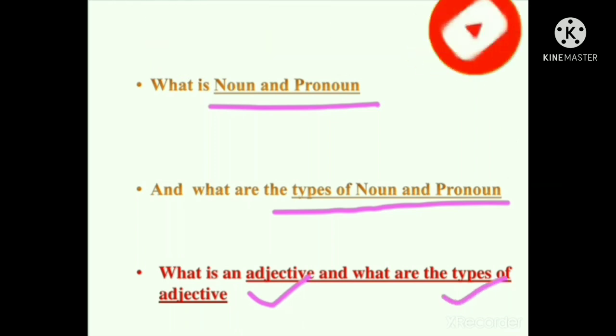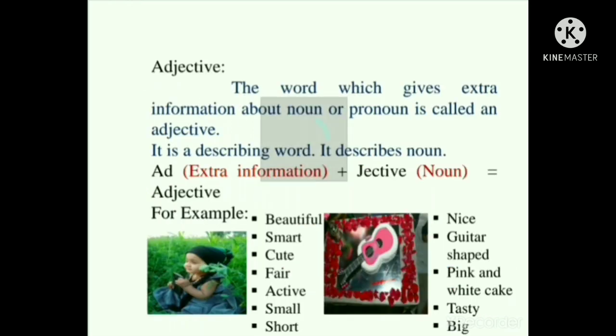adjective are. My dear friends, before watching this video, please watch my earlier video in which I discussed what is a noun and what are the types of noun. Because if you watch that video before this, then definitely you can understand this topic very well. Okay, and the link of those videos I have given in the description box. So let's start to understand what is an adjective.